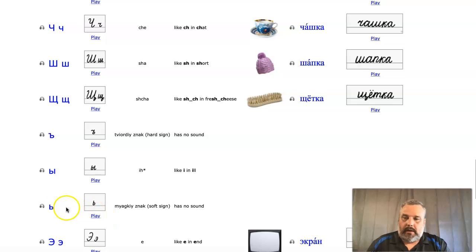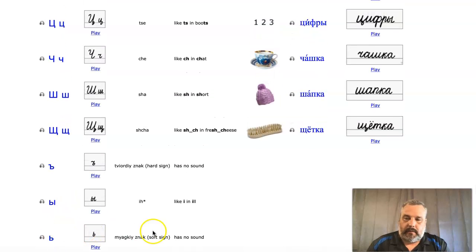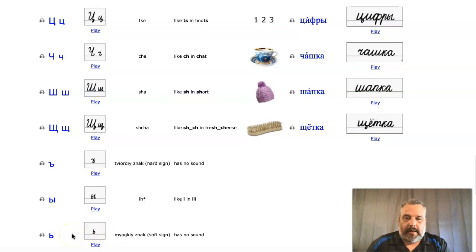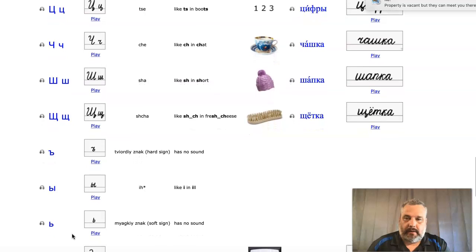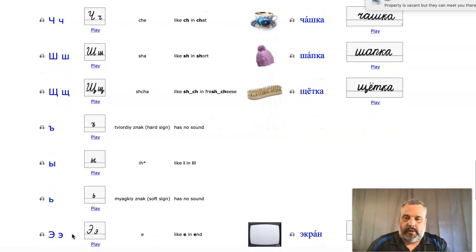Okay. Next one is a myagky znak. It's called a soft sign. This does not have a sound on its own, but when you put it after a consonant, it makes it softer. That's why it's called a soft sign. And I'll get into the pronunciation about that later. Don't worry about that. So the next one is eh.